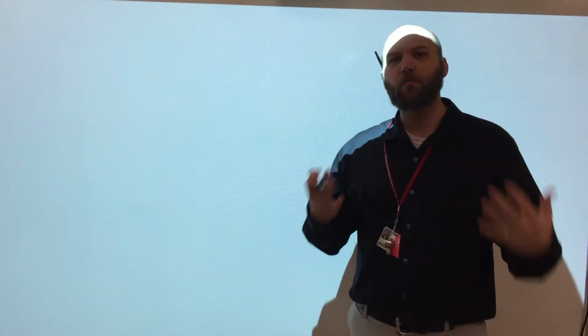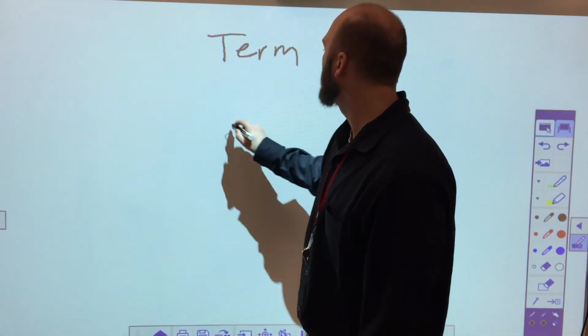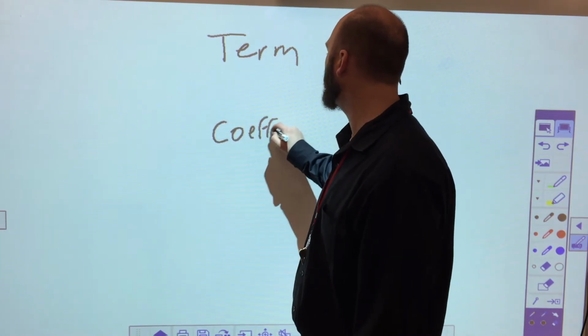Go Math 7-4. Today we're talking a little bit more about algebraic expressions, and so we now have to break down the idea of the parts of the expression. The two vocab words we're going to talk about today are term and coefficient.